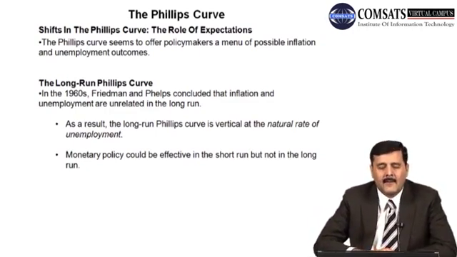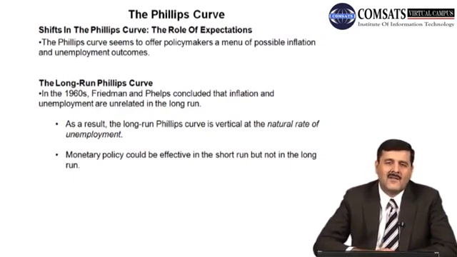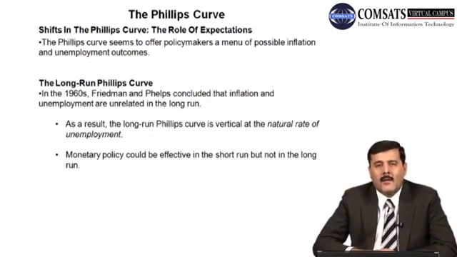Now in the 1960s Friedman and Phillips concluded that inflation and unemployment are unrelated in the long run. So as a result, the long run Phillips curve is vertical at the natural rate of unemployment. Friedman and Phillips concluded in the 1960s that in the long run inflation and unemployment have no relationship with each other, and the shape of the Phillips curve in the long run is vertical at the natural rate of unemployment.